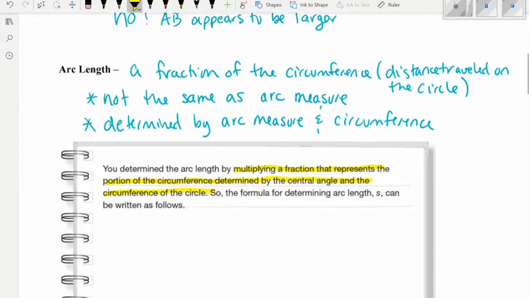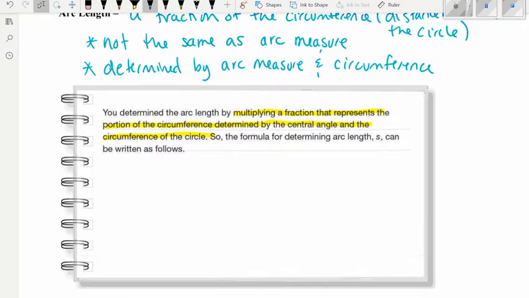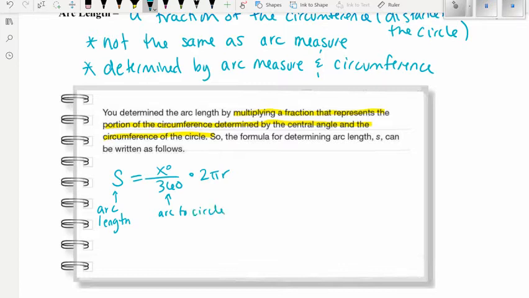So the formula for determining arc length S can be written as follows. Arc length, which is S, equals x degrees over 360 times 2 pi r. So remember, again, this is your arc length, and this is the arc to circle ratio. And of course, x degrees is the arc measure.